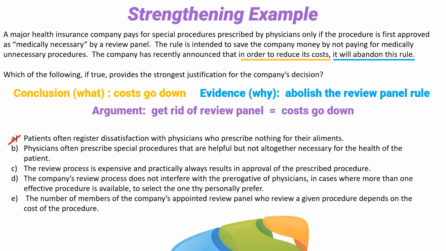We need a reason why costs would go down. B is out. Now C looks good. C says that, you know what, that review panel on its own is expensive to run and it rarely catches wasteful procedures. So if we eliminated it, we wouldn't have to pay for it anymore and it doesn't really save us much money anyway. Okay, we keep C around. D, no, D again doesn't even touch on costs, can't be right. For E, you see, we don't need to know exactly how the review panel works. We just need a reason why getting rid of it would lower the costs. E doesn't help us, so our answer is C.